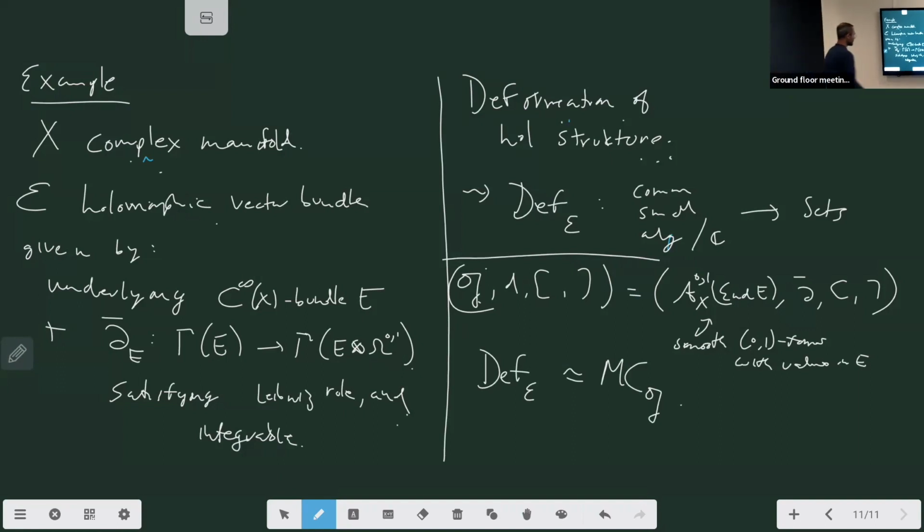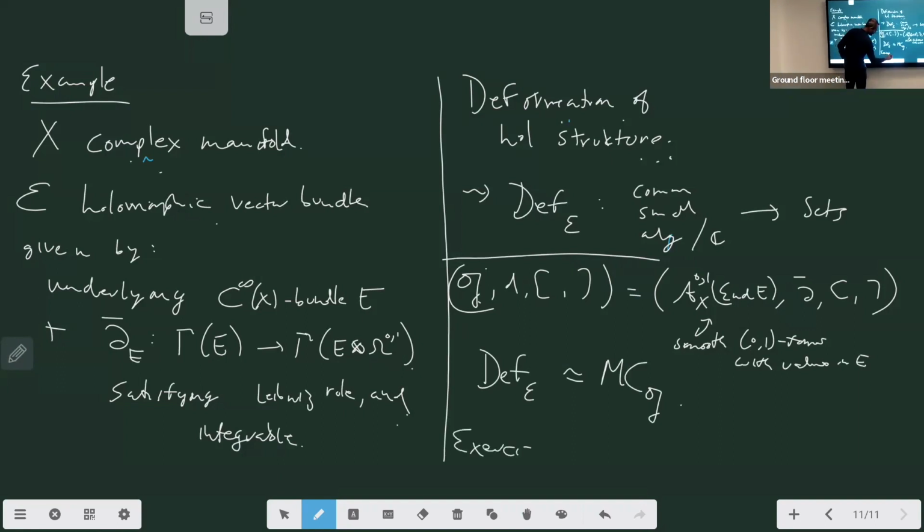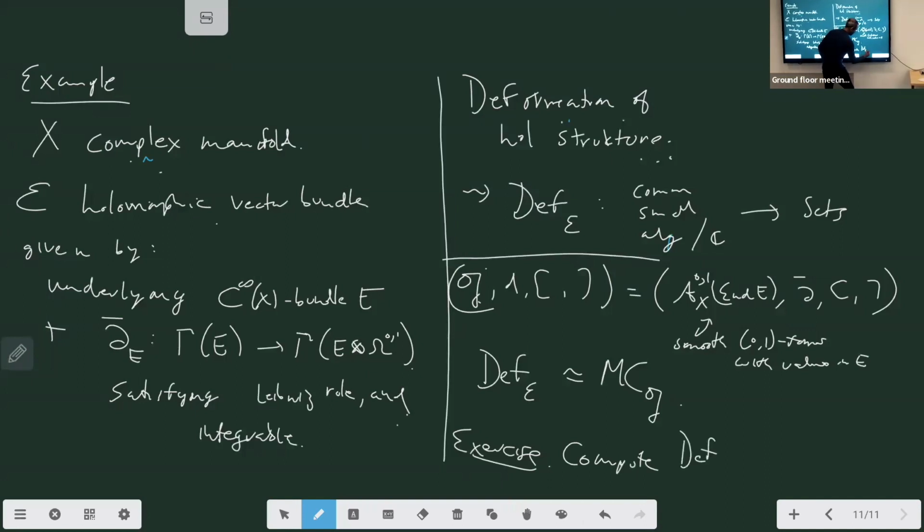So again, this is an exercise to think about. Doing the entire exercise may not be trivial, but at least computing the tangent space, let's say compute def E of K epsilon and show that this is isomorphic to endomorphisms of E.